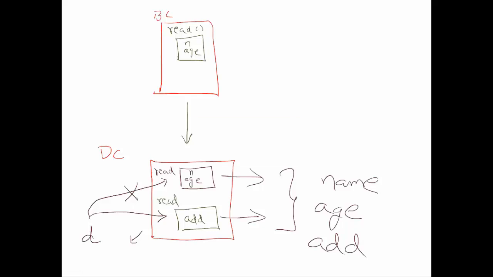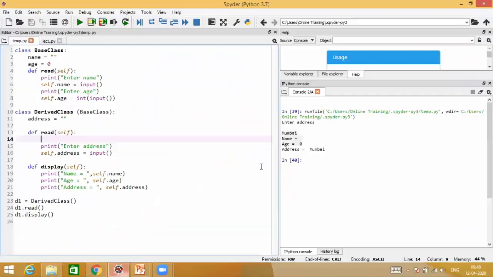As of now, what you've seen is that when I run this program, it is reading only the address. Name or age is not being read. So what will I do? Now for this problem of overriding, we have the solution in the form of a super function. I'm just going to add one line to this code and all should be good.